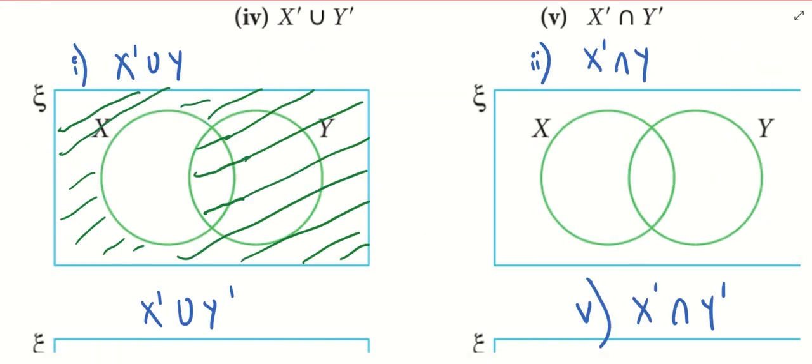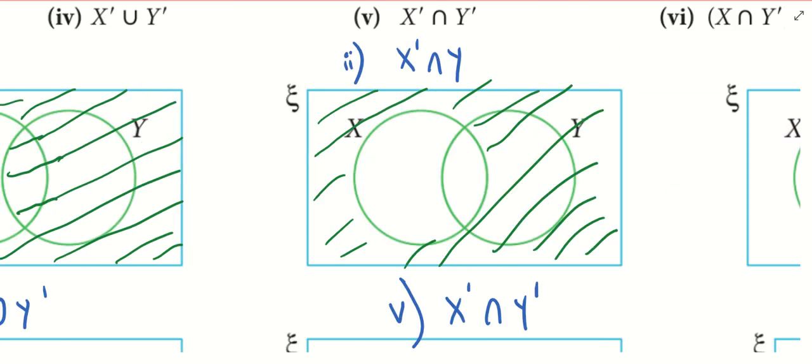I also have everything outside y. Everything outside x. But I want everything inside y. But I only want the intersection. Am I right? I only want the intersection. So I'm going to do that now. So I've just shaded everything outside x. Now I'm going to shade everything inside y using a different color.